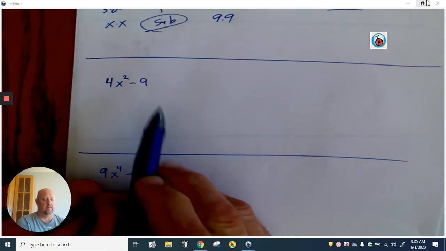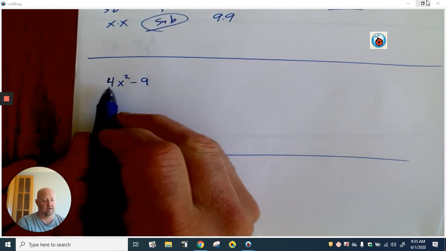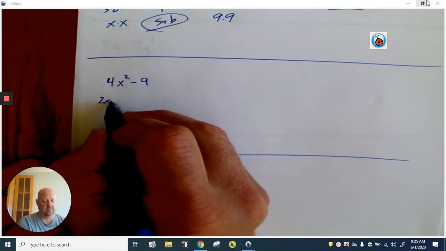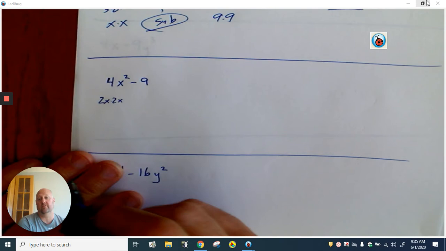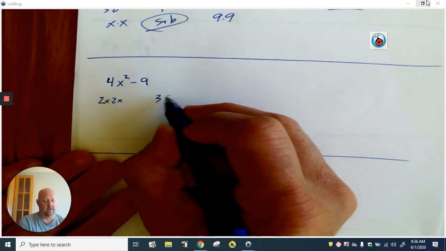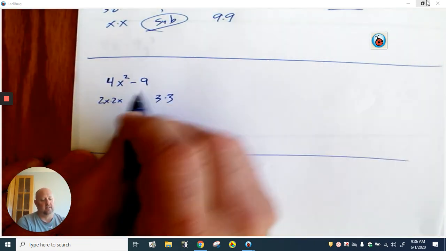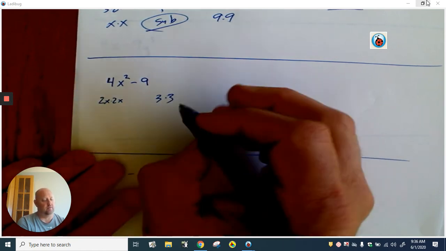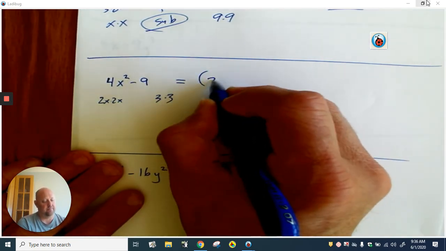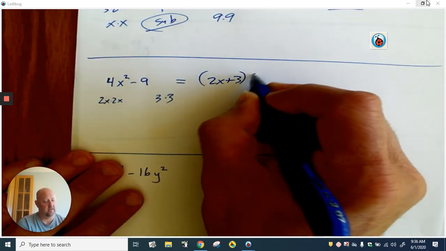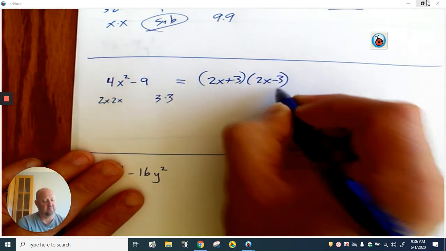So difference of two squares are super easy to recognize, and they're really easy to factor as well. So, 4x squared minus 9. Well, square root of that, 2x and 2x, right? Well, 2x times 2x is 4x squared. 9, 3 and 3. Great. And it's minus. Sweet, it works. The answer is 2x plus 3, 2x minus 3. You're done.